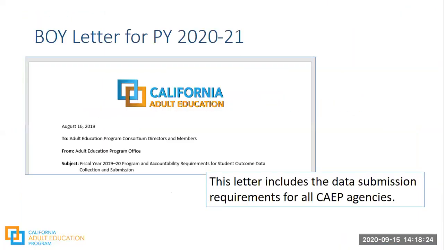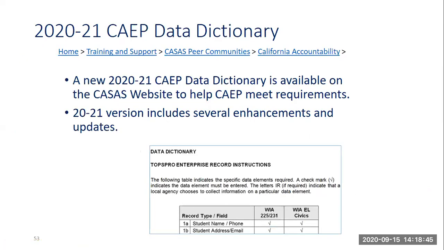Okay, so we're in the home stretch. Just some resources here for you. So, beginning of year letter, this was the big thing that Neil wanted me to impress: that the BOI letter is out. So it's not coming soon. It's already out for CAEP. It should be there and posted on the TAP website.